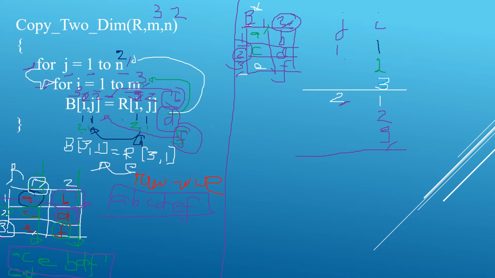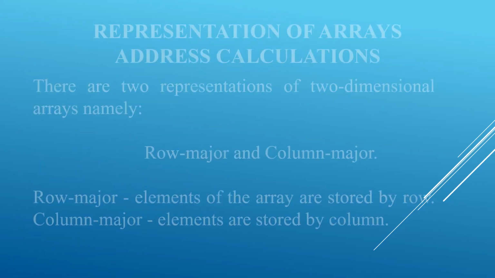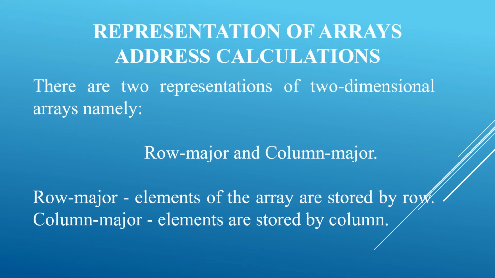Next. Just like in a one-dimensional array, we could store the elements of the array in the memory. Okay? There are two representations. We could use, again, row major or we could use column major. Now, we have two formulas for each. We have one formula for row major and another formula for column major. So, they differ in formula.